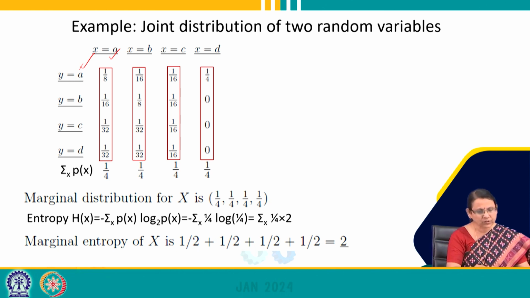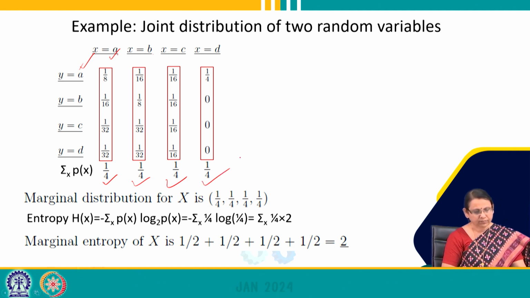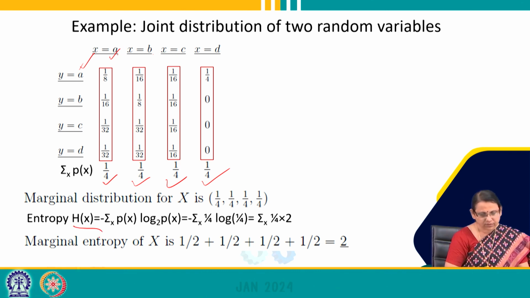Once you have this joint distribution, you can find out the marginal distribution of X. How many times X equals A, how many times X equals B in the data set, divided by the total number. So, that probability is the sum of these columns, and you get these probabilities. Now, how do you get the entropy H(X)?